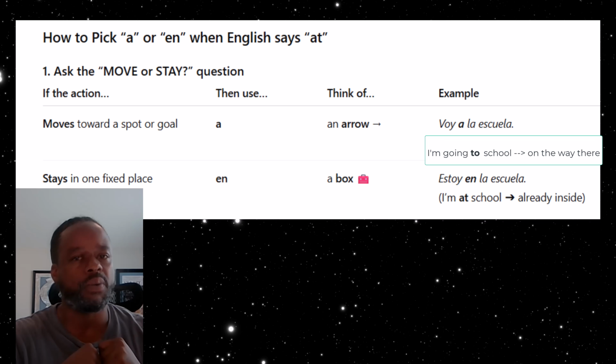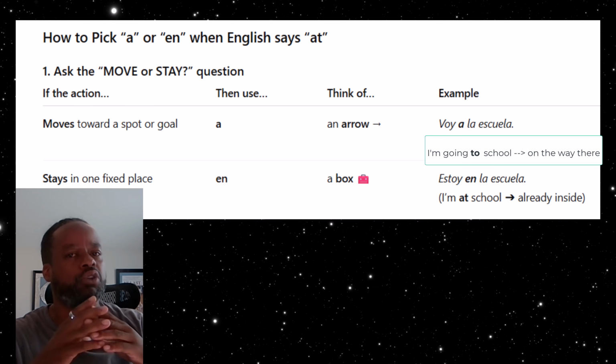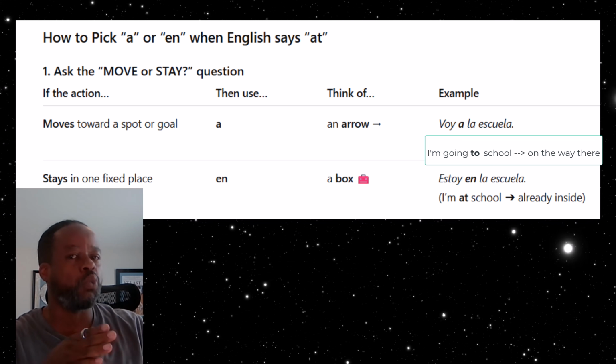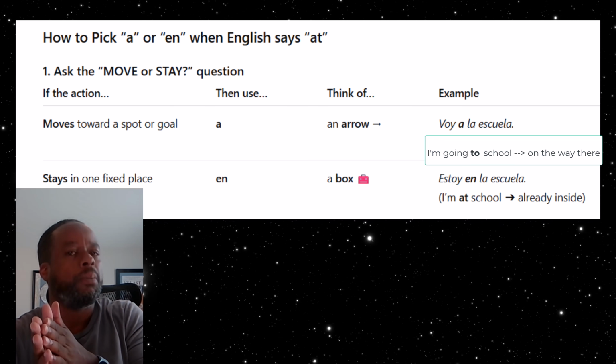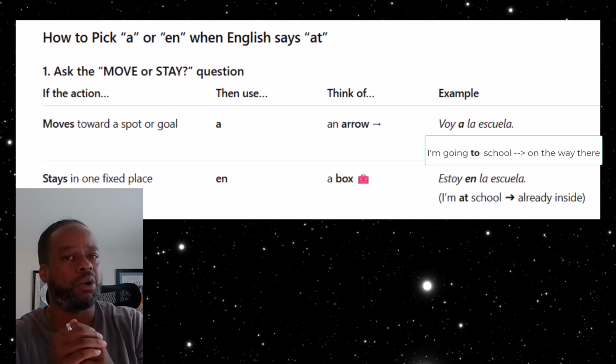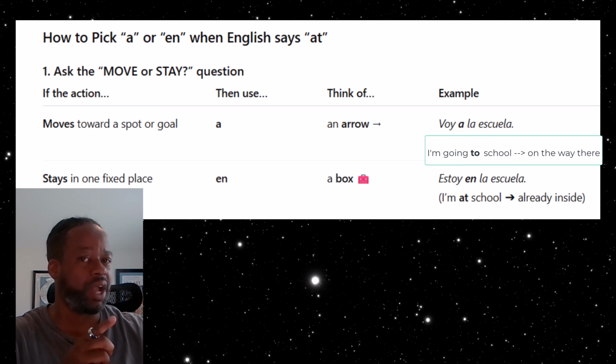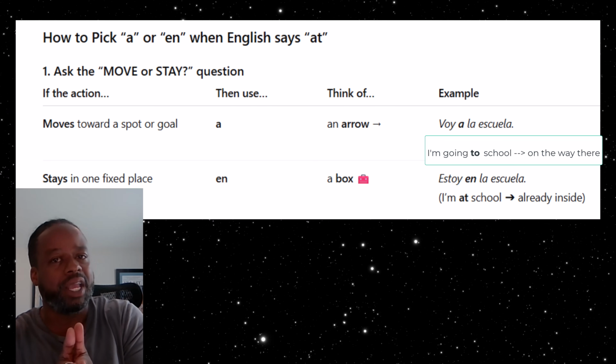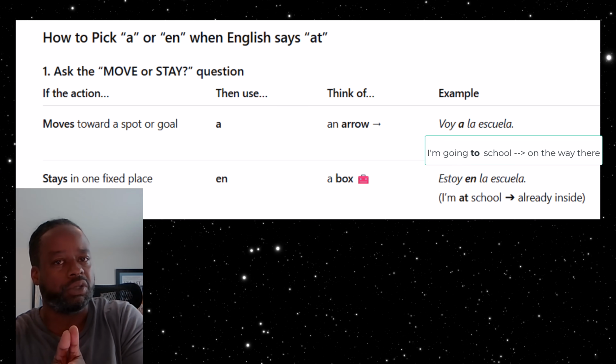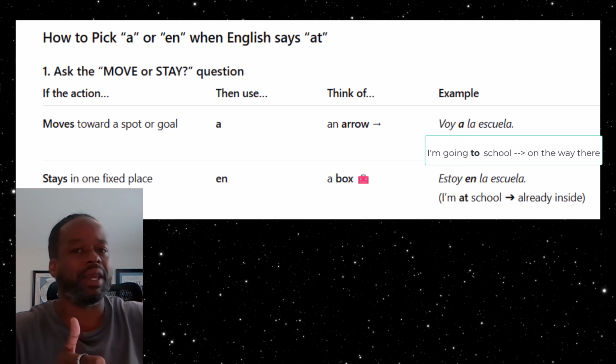So before we continue, I want to make sure that you really understand cuando usamos a o la palabra en, because those can be confusing, especially when we're dealing with the word at, when we think about the words in English. So let's take a look at this chart right here where we break it down even further so that you can understand it. So if you're moving towards a spot, vamos a usar a. Por ejemplo, voy a la escuela. I'm going to school. I'm headed in that direction. Pero if you are staying in a spot or a location, por ejemplo, estoy en la escuela.